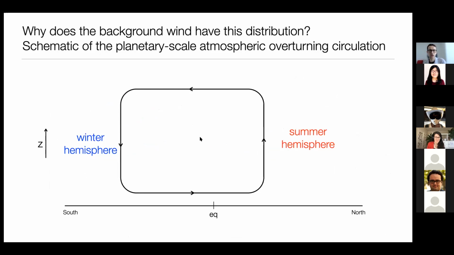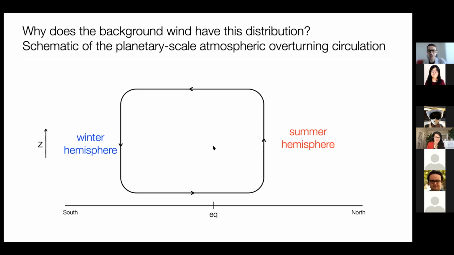And first, I'm going to tell you a little bit about why it looks like it does. Why does that background wind, or the conditions a few days before monsoon depression formation, have that typical distribution? So I'm showing you here a schematic of the planetary scale atmospheric overturning circulation. If you've had any kind of introductory earth science course, you'll know this is called the Hadley circulation.